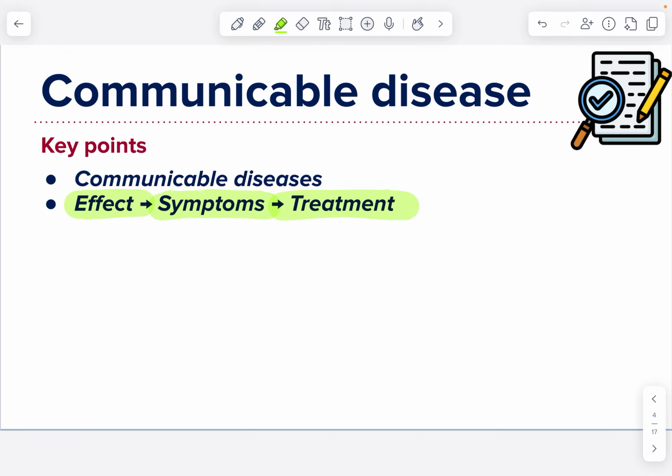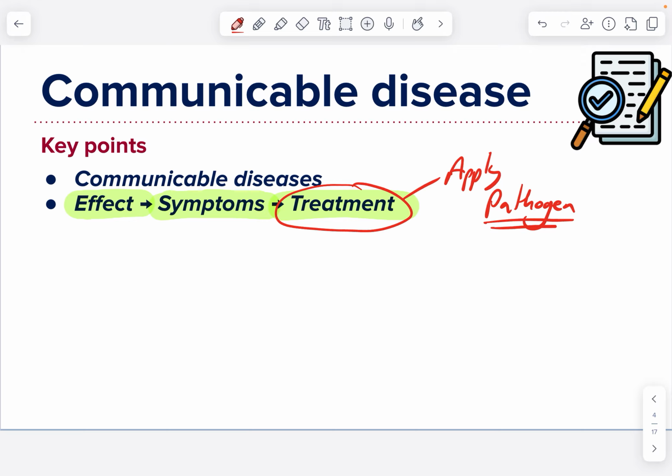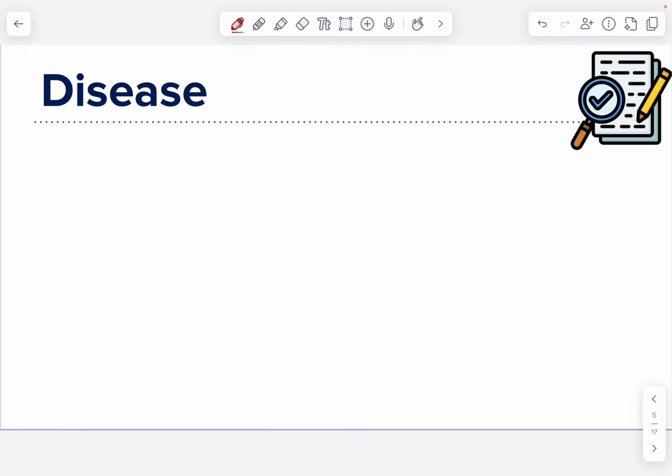As I said, this bit's important in terms of the treatment because they could get you to apply your knowledge to another type of pathogen. And ultimately, it's just linking that to the previous diseases. Okay, so first of all, general disease.